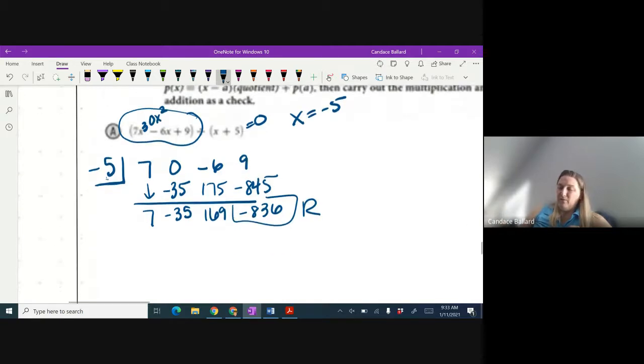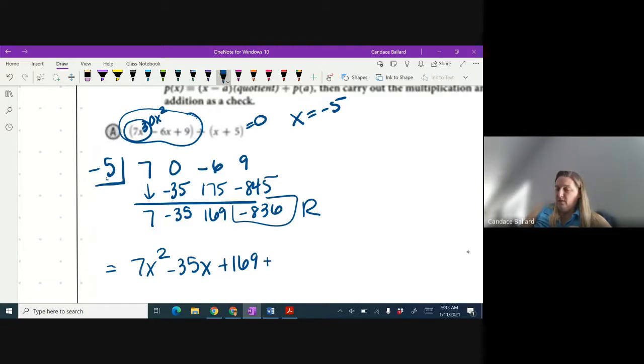So what I get for my final answer is that I need to take this, I need to go down by one less exponent. So it's going to be 7x squared. And then I'm just going to keep counting down exponents. Minus 35x plus 169 plus negative 836 divided by what we were originally dividing by, which was x plus 5.